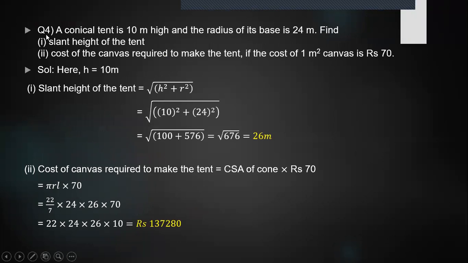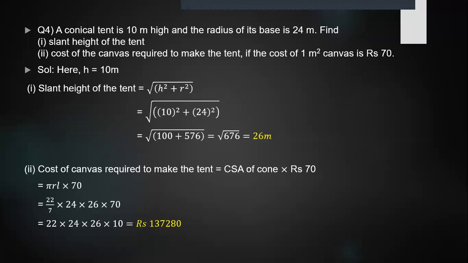Next, we move to question number 4. A conical tent is 10 meters high and the radius of its base is 24 meters. Find the slant height of the tent and the cost of canvas required to make the tent if the cost of 1 meter square of canvas is rupees 70.